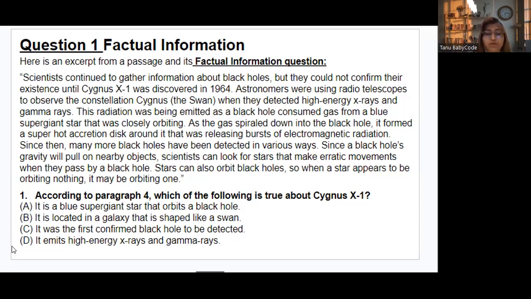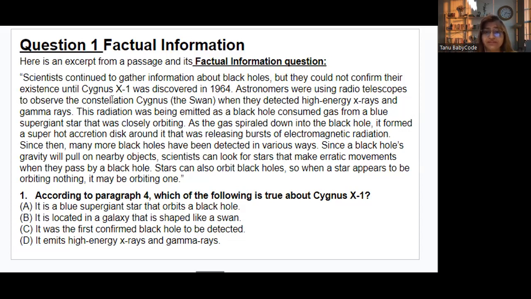So look at the first option. It is a blue supergiant star that orbits a black hole. So do you think it is correct? It is mentioned in the passage? No, it's incorrect because it's a black hole with the blue giant star in close orbit, not a star that orbits a black hole, right? It is a black hole with a blue giant star in close orbit. So you can read it very clearly here in this statement. So A is incorrect.